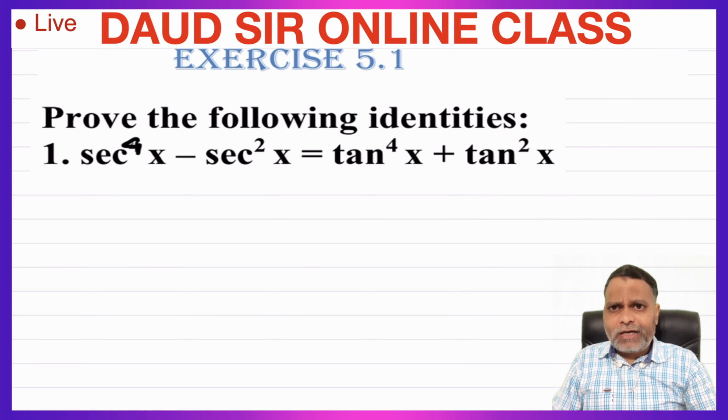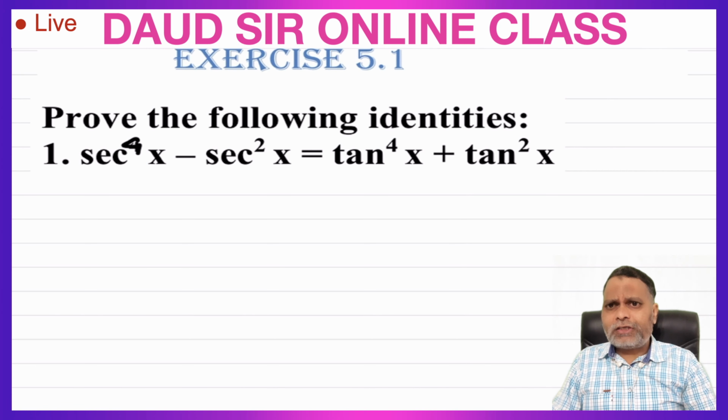Suppose we take the left hand side and after simplifying we do not get the right hand side. In that case, we can also take the right hand side, and after simplifying we will not get the left hand side, but the values of the left hand side and right hand side will be equal. In that case, the identity will be proved. So this is the way of proving the identities.